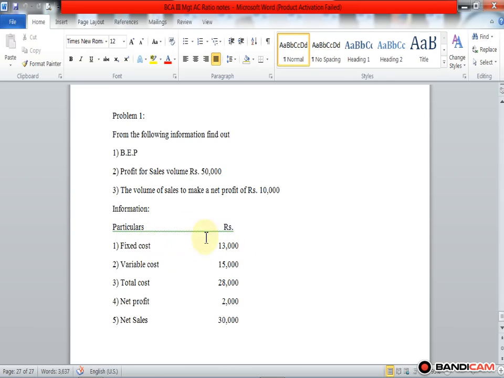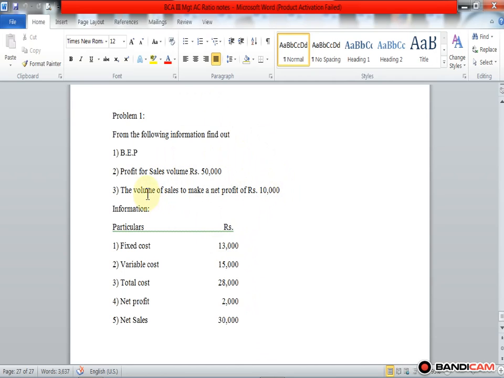Fixed cost is rupees 13,000, variable cost is rupees 15,000, total cost is rupees 28,000, net profit rupees 2,000, and net sales rupees 30,000. Okay, so all the information is provided, and we have to find the BEP, the profit for sales of rupees 50,000, and the sales when the net profit is 10,000.